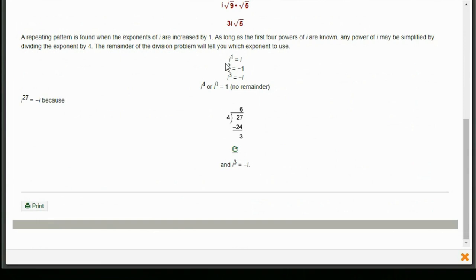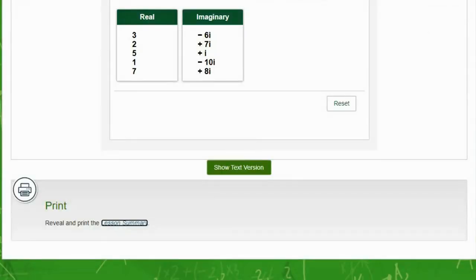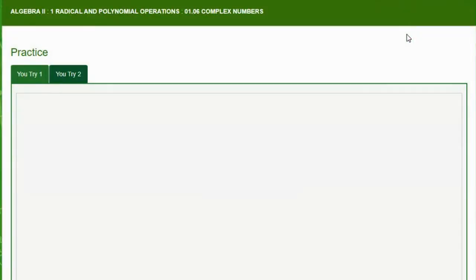And then there's that repeating pattern. i to the first, the second, the third, the fourth, and it wraps around. 5th, 6th, 7th, 8th. i to the 27th is the same as -i because it repeats around 6 times, and then the 7th time through, 25th, 26th, 27th, it's the same as i to the 3rd. Okay, there's some practice problems. If you're like, okay, this is very confusing, then you should do this practice.